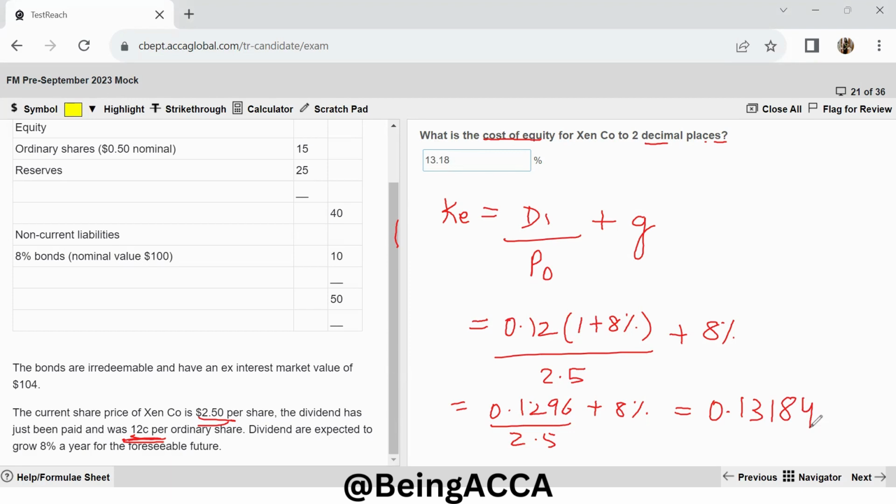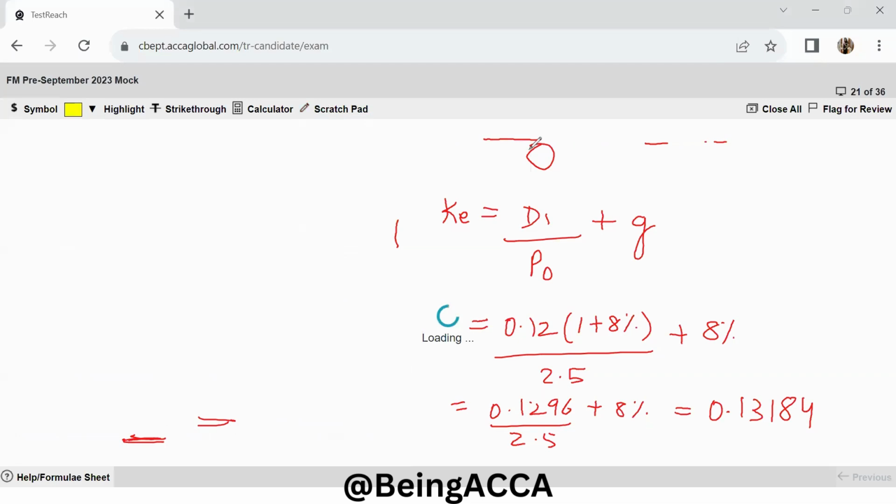Also, please make sure that you are not inserting any percentage sign, because this has already been provided over here. The percentage sign is already given to you. So do not enter it, because these questions are marked by your computer. It will mark your right answer also wrong if you have inserted the percentage sign. Moving to the next question.